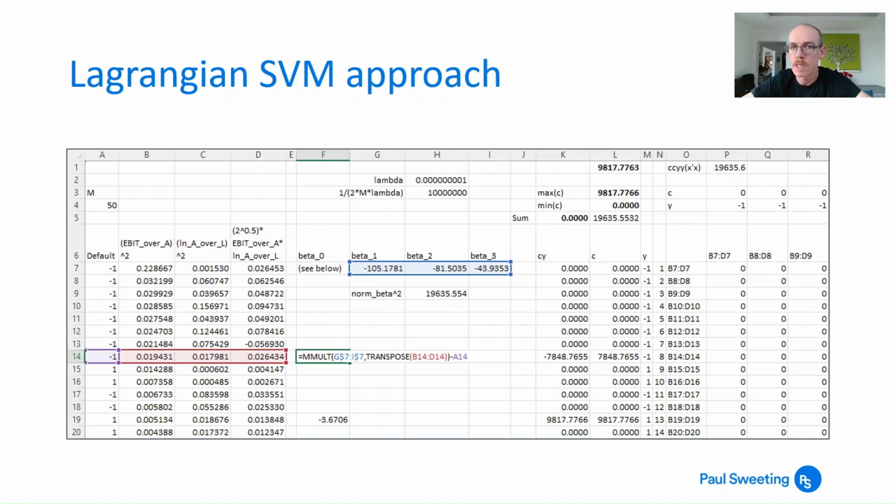And if you recall, under the Lagrangian approach, the support vectors are the only ones which actually have a positive value of C. Everything else, the value of C is 0. So that's what the Lagrangian SVM approach looks like, where you're using the transformed data: EBIT over assets squared, log of assets over liabilities squared, and root 2 EBIT over assets times log of assets over liabilities.